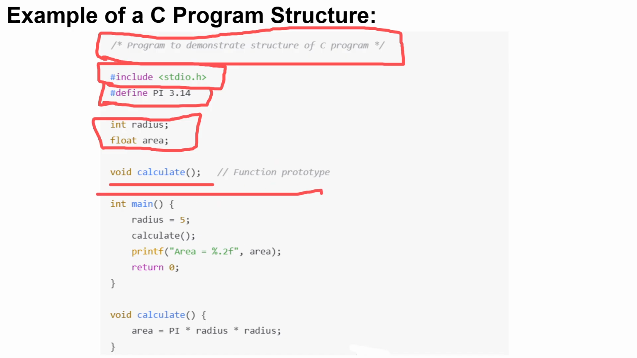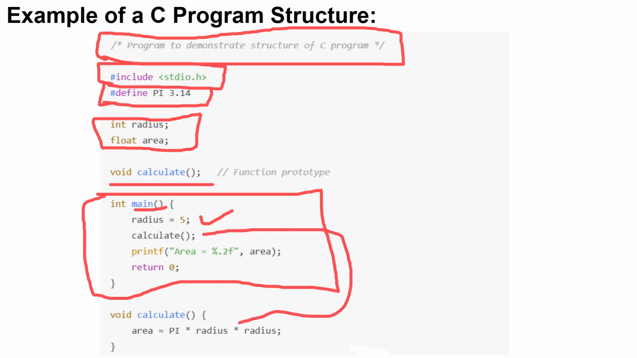Then we have the main program. In the main program you can see it always starts with main, so the type is integer, so it is a local variable, and you can see we are calling the subprogram calculate here. The subprogram was defined after the main function. What it is doing is calculating the area. You can see area is not defined in the main program. That means it is not a local variable. Area is defined in the global declaration, so it is the global variable.